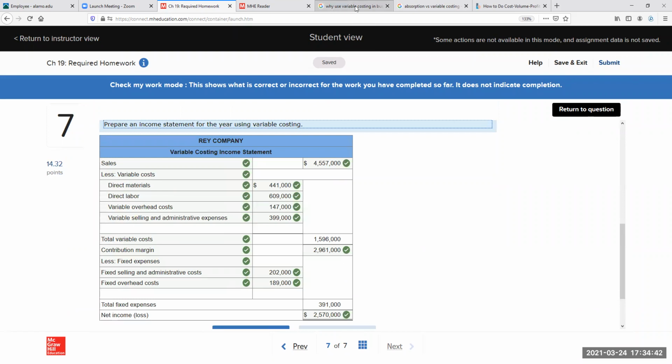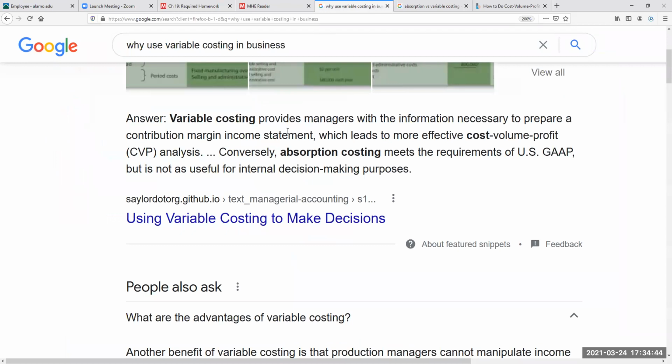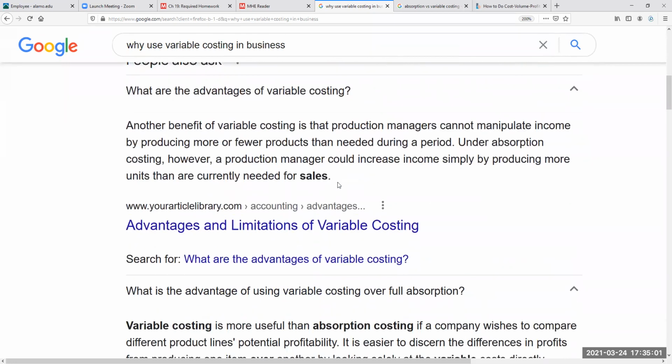Now, we want to talk over one more thing, though. Why use this variable costing? It provides managers with the information necessary to provide a contribution margin income statement, which leads to more effective cost volume analysis, CVP. Conversely, absorption costing meets the requirements of GAAP, but is not useful for internal use. Another benefit of using variable is production managers cannot manipulate income by producing more or fewer. Whereas under absorption, a production manager could increase income simply by producing more units than are currently needed.